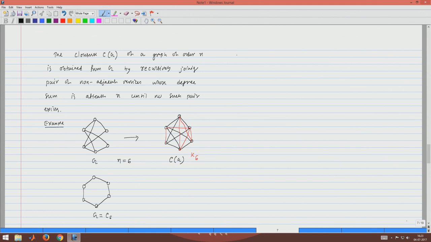Now, it has some consequence. So, theorem: a graph is Hamiltonian if and only if its closure is Hamiltonian.